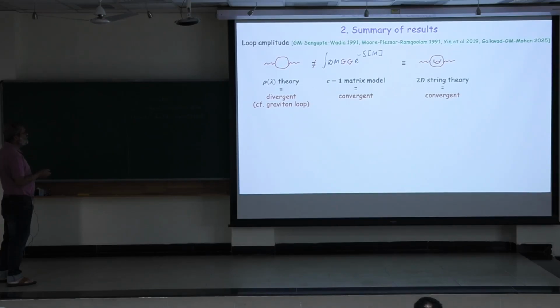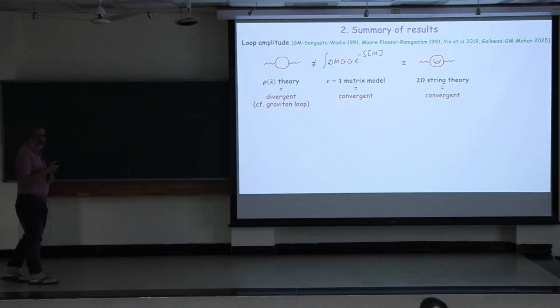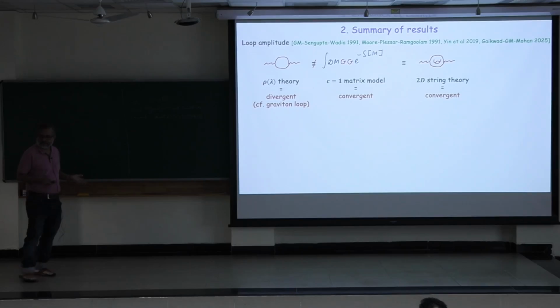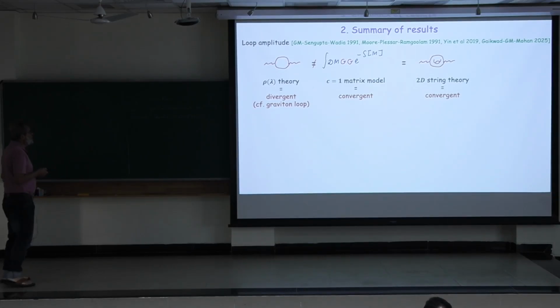In fact, right now we are revisiting this computation to see various issues of counter terms and so on and so forth. It remains divergent. So you should think of this as the ultraviolet divergence of gravity. It's like a graviton loop. We don't have a graviton here. We have this massless scalar field, but we take that as a poor man's substitute of a graviton loop. So it's divergent.